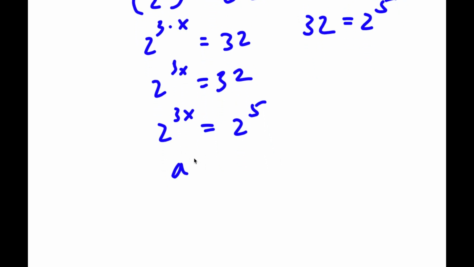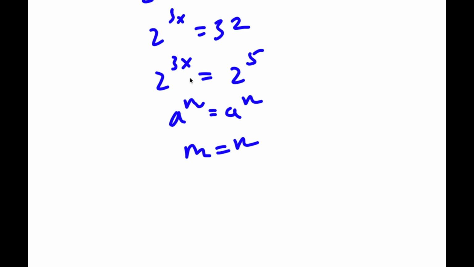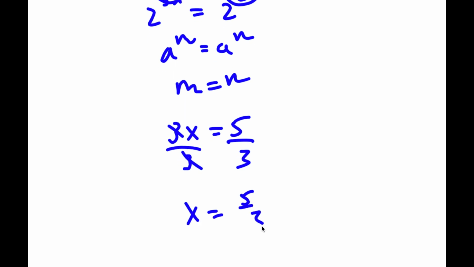And remember, if I have something in the form a to the power of m is equal to a to the power of n, this means that m is equal to n. So for 2 to the power of 3x equals 2 to the power of 5, these two exponents are equal to each other, so I have 3x is equal to 5. Now if I divide both sides by 3, I get x is equal to 5 over 3.